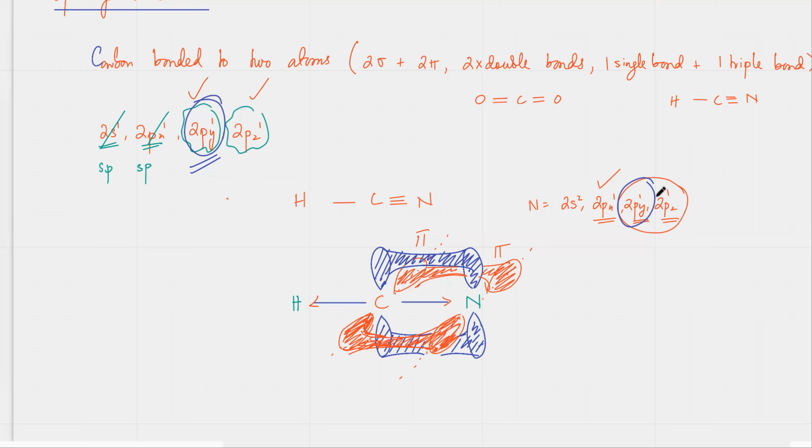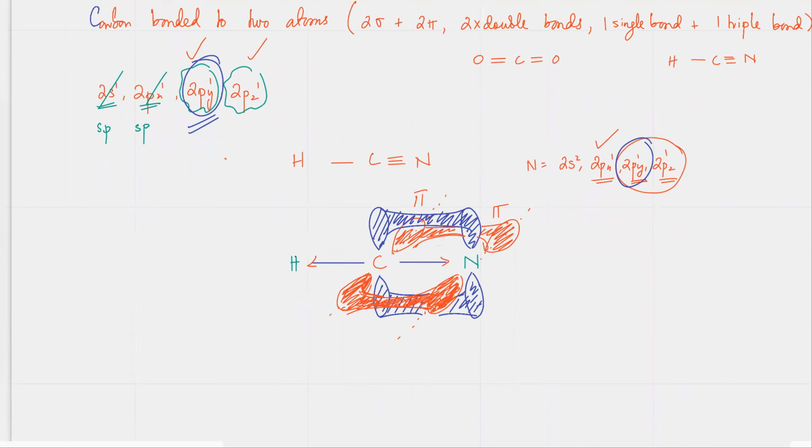Nitrogen also has identical orbitals which are 2py and 2pz. So there's a 2py and there's a 2pz as well. So when two of these orbitals become parallel to each other, the 2py and the 2py would start overlapping. They would merge on the top and the bottom. And the 2pz and the 2pz are also in parallel, so they would also start overlapping in front and behind the axis. Abdullah, is this clear? Yes, sir.